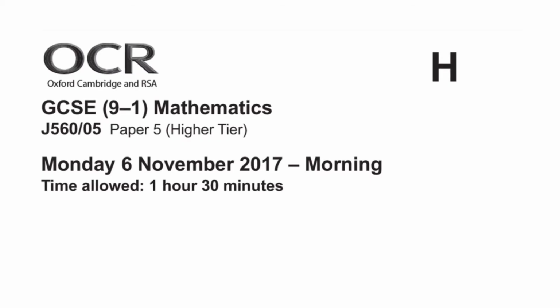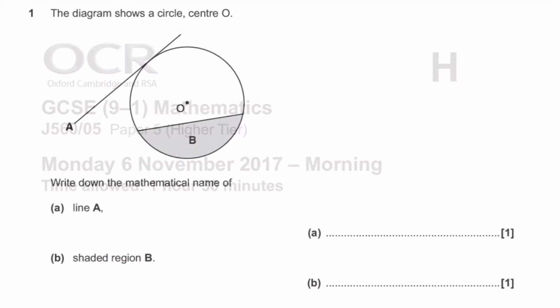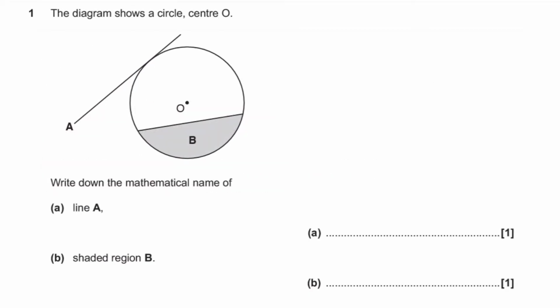Welcome along to another past paper walkthrough. Today we're looking at OCR November 2017 paper 5, higher tier. Now that's the non-calculator paper. Question 1. The diagram shows a circle centre O. We need to write down the mathematical name of line A and the shaded region B.